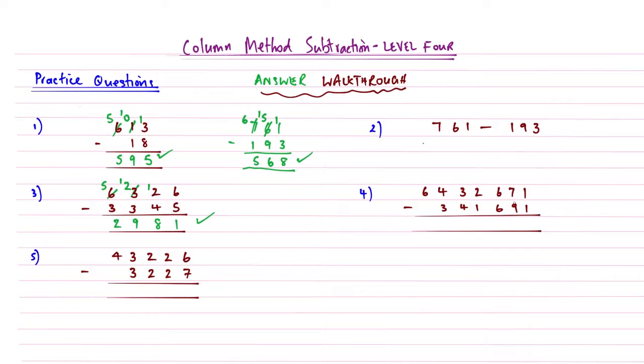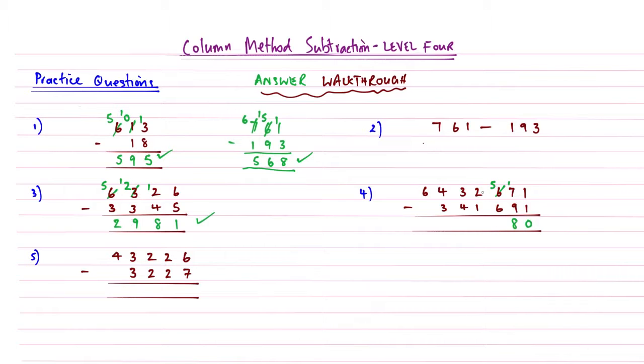Quickly, question 4. We have 1 take away 1 is nothing. Then we move to the tens column. 7 subtract 9. We can't do that, so we're going to have to borrow. We're going to take that 6, that reduces to a 5. Move the 1 over. 17 subtract 9, that's going to give me an 8. Move on to the hundreds column.